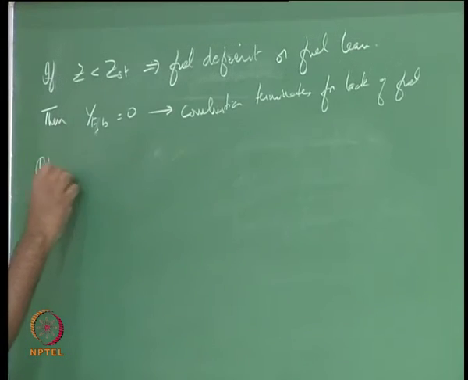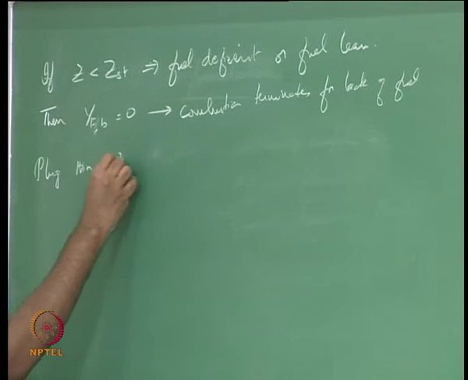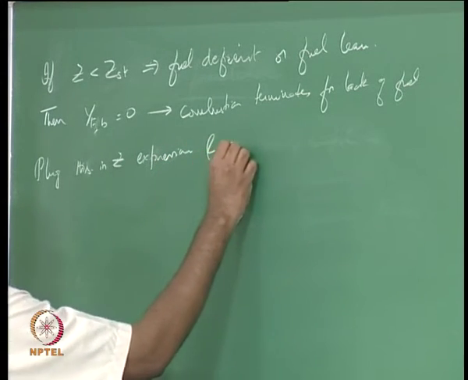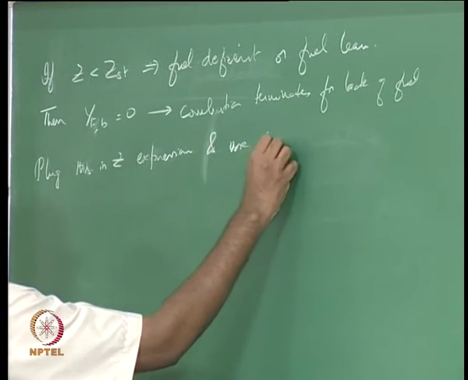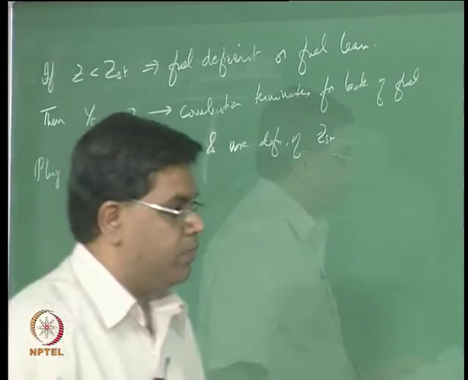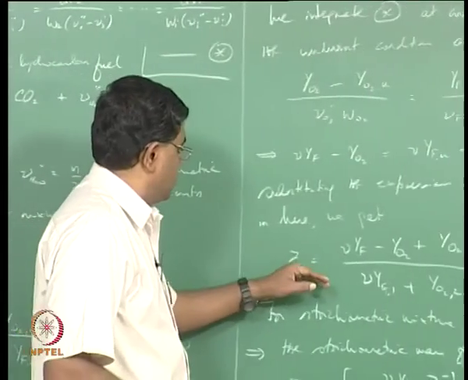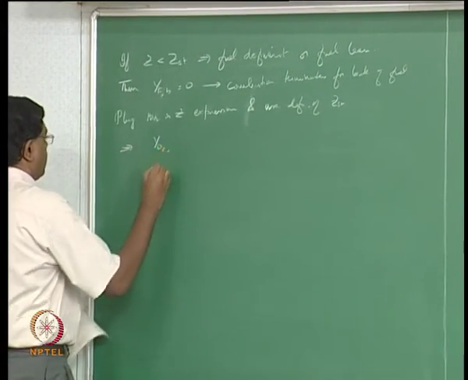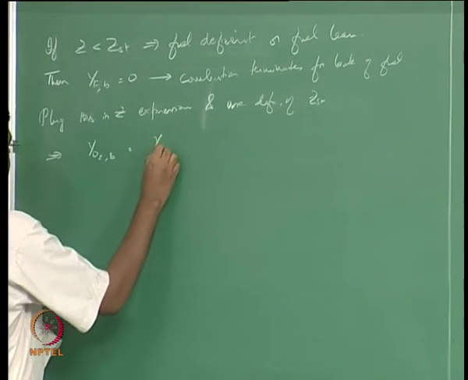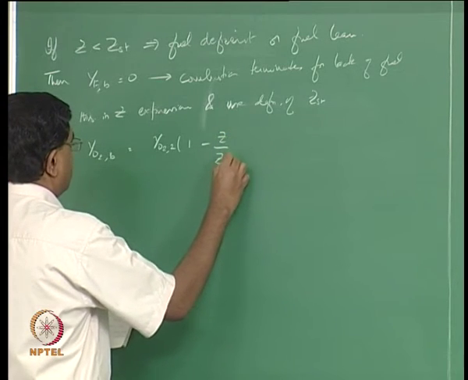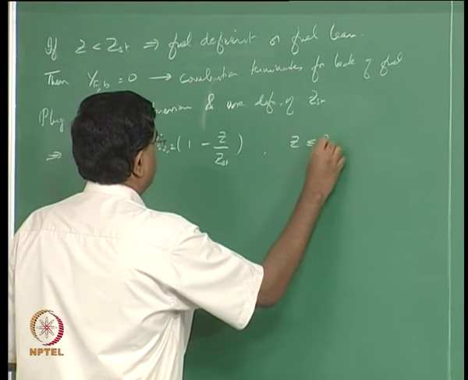So plug this in, in the Z expression, and use the definition of ZST. If you now plug in the expression for Z, YFB is equal to 0, then from there you rewrite, and you should get YO2,B equal to YO2,2 times 1 minus Z divided by ZST, for Z less than or equal to ZST.